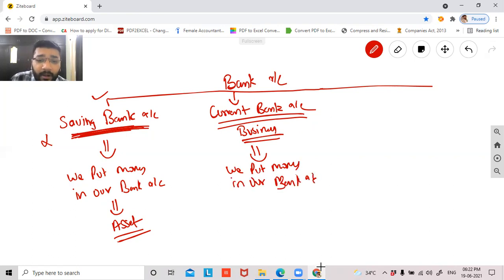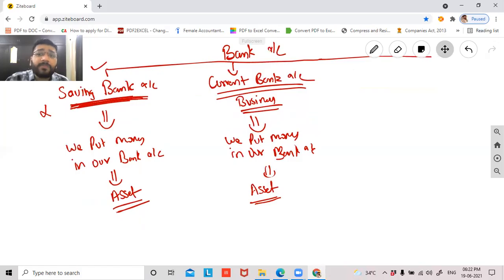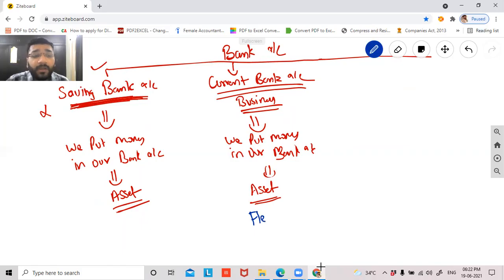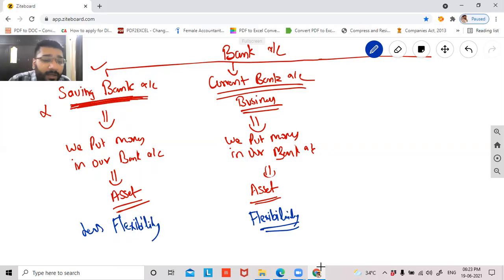We put money in our bank account. So whenever we ask the banker in future, he has to give me the money. That's why it is called an asset. Now, what is the difference between the two? Current account comes with flexibility. I can do whatever I want to do. I have a lot of flexibility to operate the bank account. So I have the highest flexibility in the current account. In a savings bank account, the flexibility is less. This is one difference.